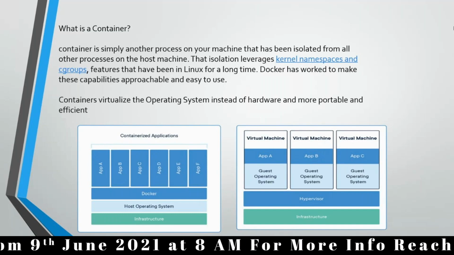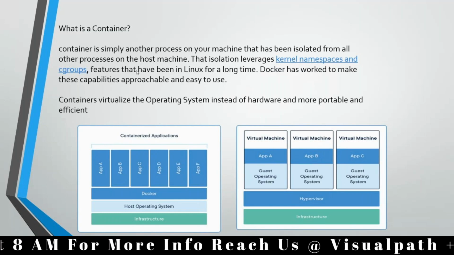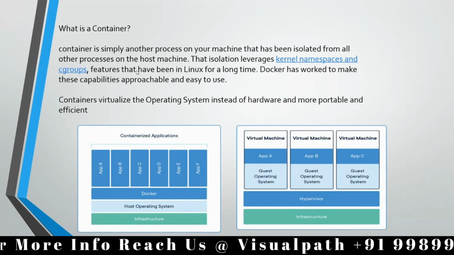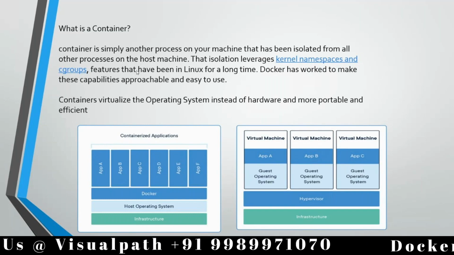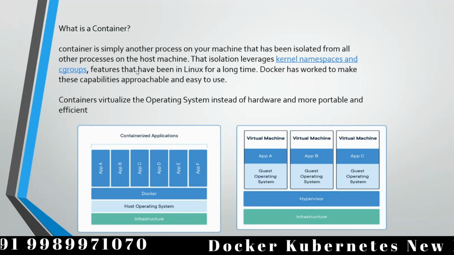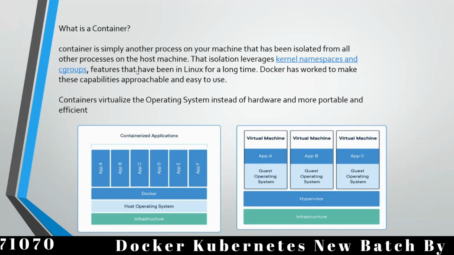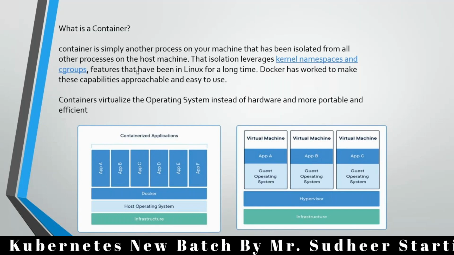You can see the point over here: kernel namespaces and cgroups. Because of this advantage, one process ID cannot communicate with the other process ID present on the same machine, which is called isolation. Isolation in the sense that they are not communicating, and one is not merged into the other process. These are the advantages we have when we run a container.